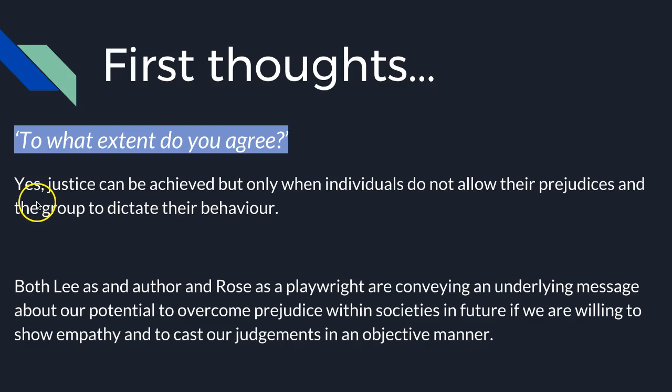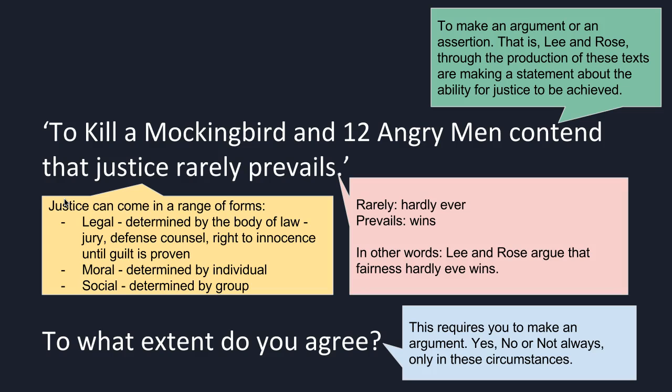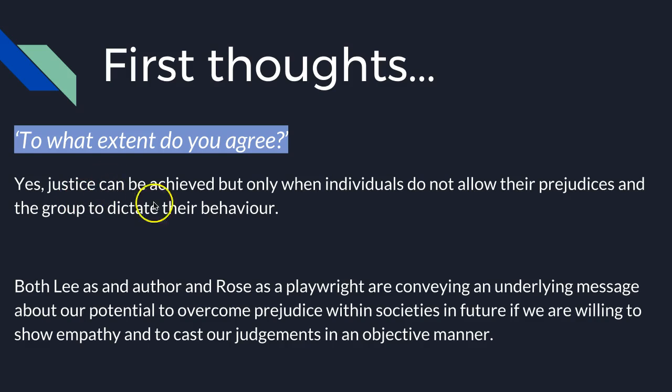So I'm going to say, justice rarely prevails. I'm going to disagree with that. Justice can be achieved, but only when individuals do not allow their prejudices and the group to dictate their behaviour. Both Lee, as an author, that should be Harper, and Rose as a playwright are conveying an underlying message about the potential to overcome prejudices and therefore achieve justice within societies in future.